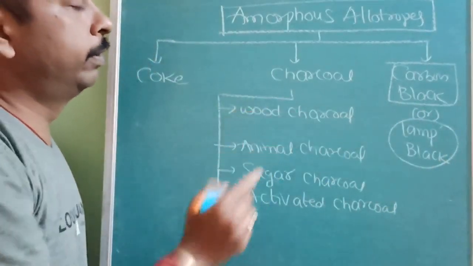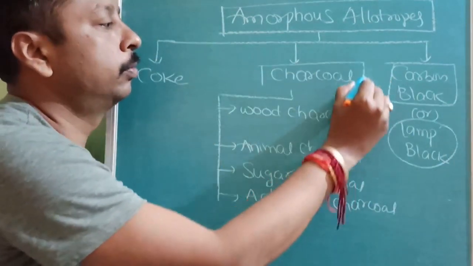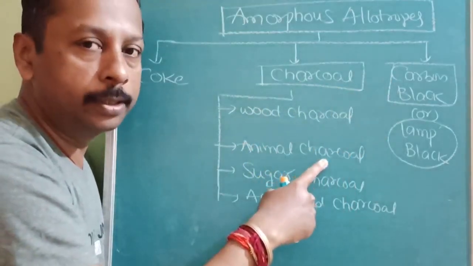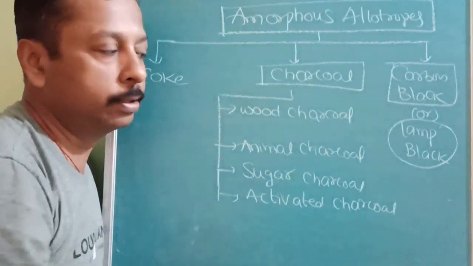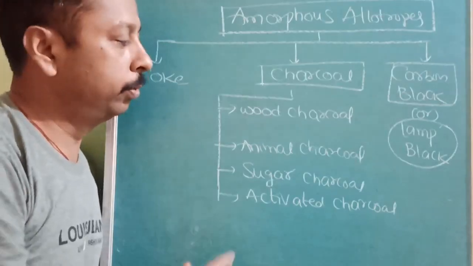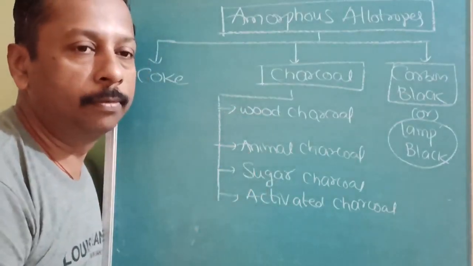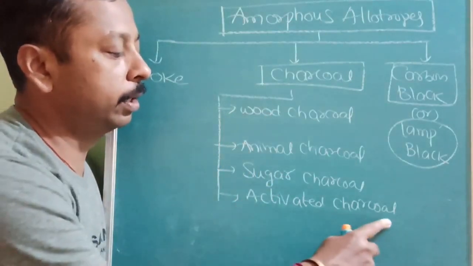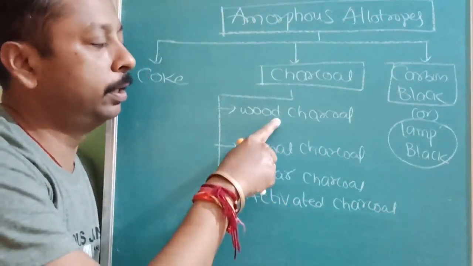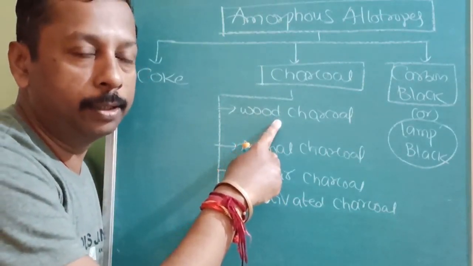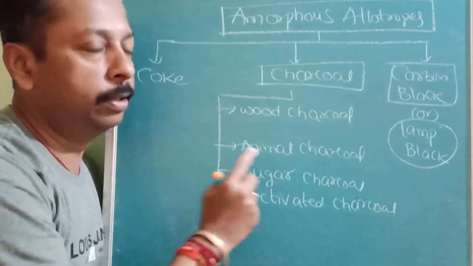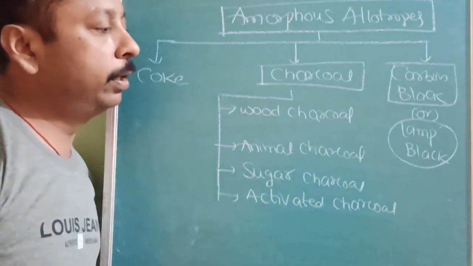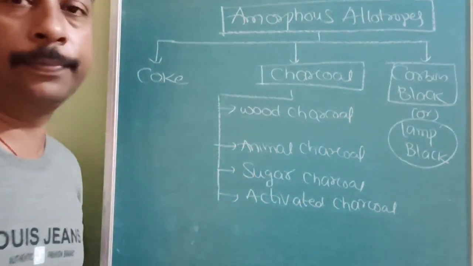One by one we will study them, and before that, charcoal is further divided into wood charcoal and animal charcoal. Animal charcoal is further divided into two types, blood charcoal and bone charcoal. Wood charcoal has another type, coconut charcoal. Then sugar charcoal and activated charcoal. Let's start one by one.